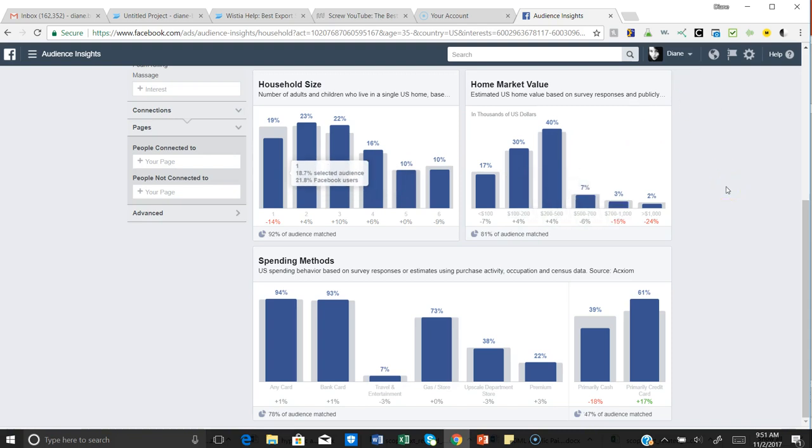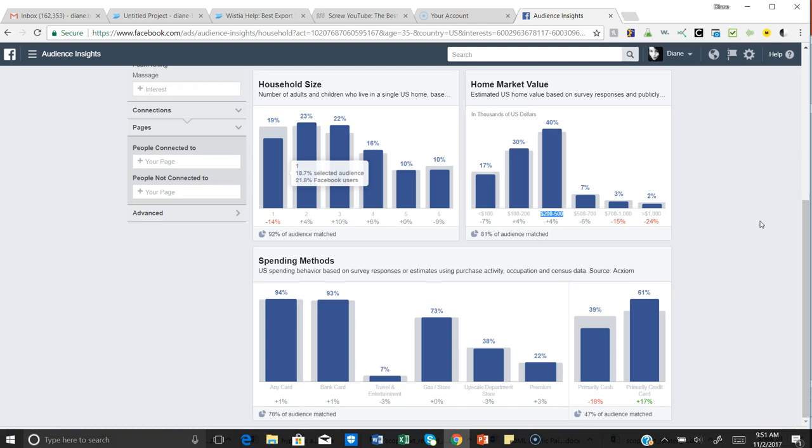Home market value, this is a good one. So 40%, that's close enough to 50%, we'd use that, is $200,000 to $500,000. Now that's a huge gap, but you still want to know that these people live in a decent sized house regardless of where they are in the country. Either they can afford to live someplace really expensive and live in a small house so they can live in a great place, or they live in a place that's okay, but they have a really nice house.